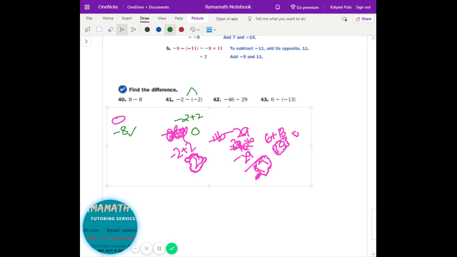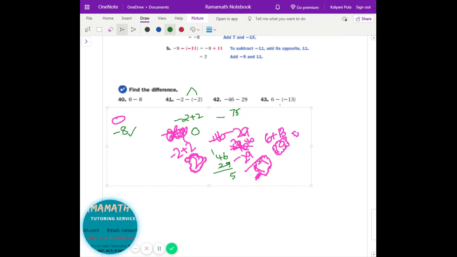And this one, you see both of them are negatives. Let's say you borrowed $46. And then that's not enough money. You need more money. So you borrowed $29 more. So now you owe more than that. So you add these two now. Okay? So what's 46 plus 29? 75. So you owe $75, which is negative 75.